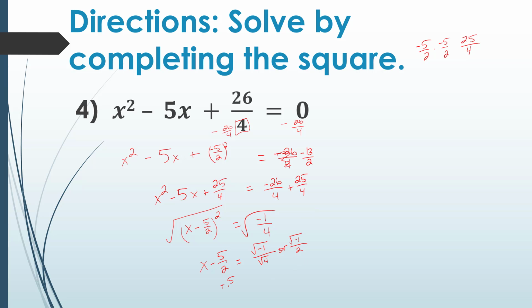And then we're going to add 5 over 2. So x will be equal to 5 halves plus or minus the square root of negative 1 over 2. At some point in time, we'll continue to learn the square root of negative 1 is the same thing as i, so we're left with x is equal to 5 halves plus or minus i over 2, which is dealing with imaginary numbers, so I'm going to let you go ahead and leave your simplified answer like this.